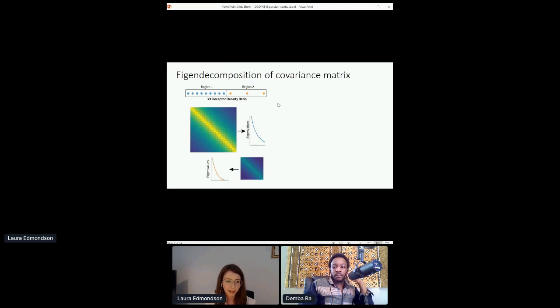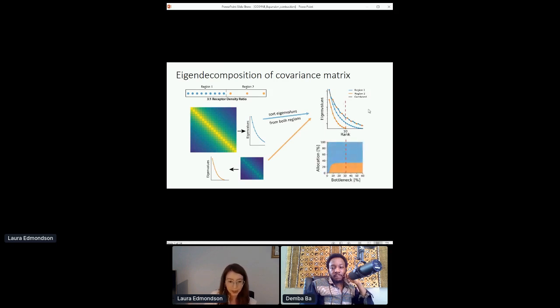So we can then calculate the eigenvalues of those two matrices, and then we're simply going to sort the eigenvalues from the two regions. So as you can see here, we have in orange the eigenvalues from the low density region, and in blue the eigenvalues from the high density region. So in order to calculate our bottleneck, we can simply take a subset of these eigenvalues, so they're ordered by the magnitude as well. So if our bottleneck is, say, 30% of the total possible information, then we can simply count how many of these eigenvalues adds up to 30%.